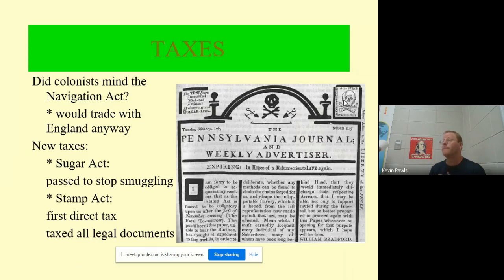Almost from the get-go, opposition is going to start with what's the big phrase? No taxation without representation, right? That's the one that you always see. You can always kind of fall back on that. But is it that simple? Maybe not. All right, maybe not.